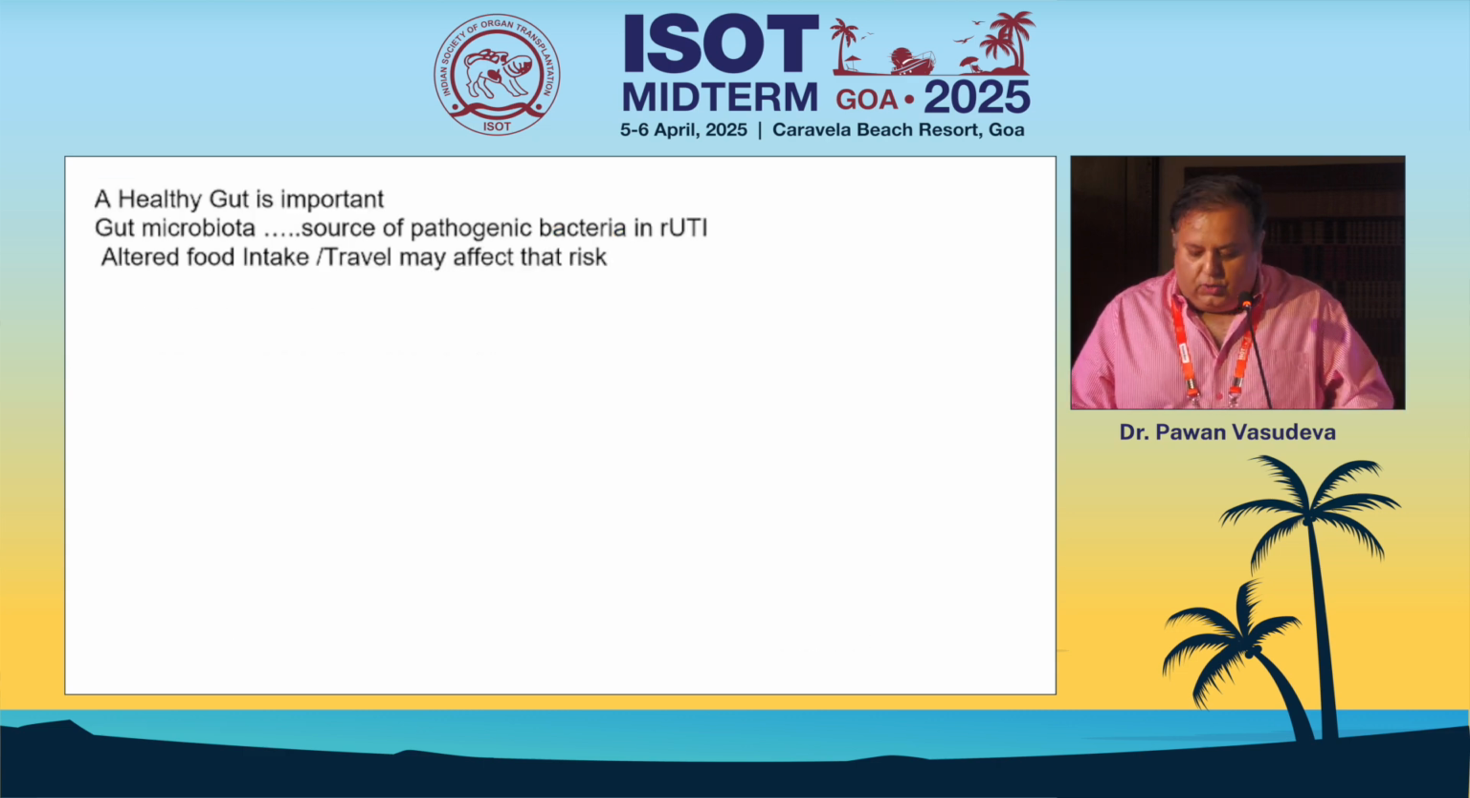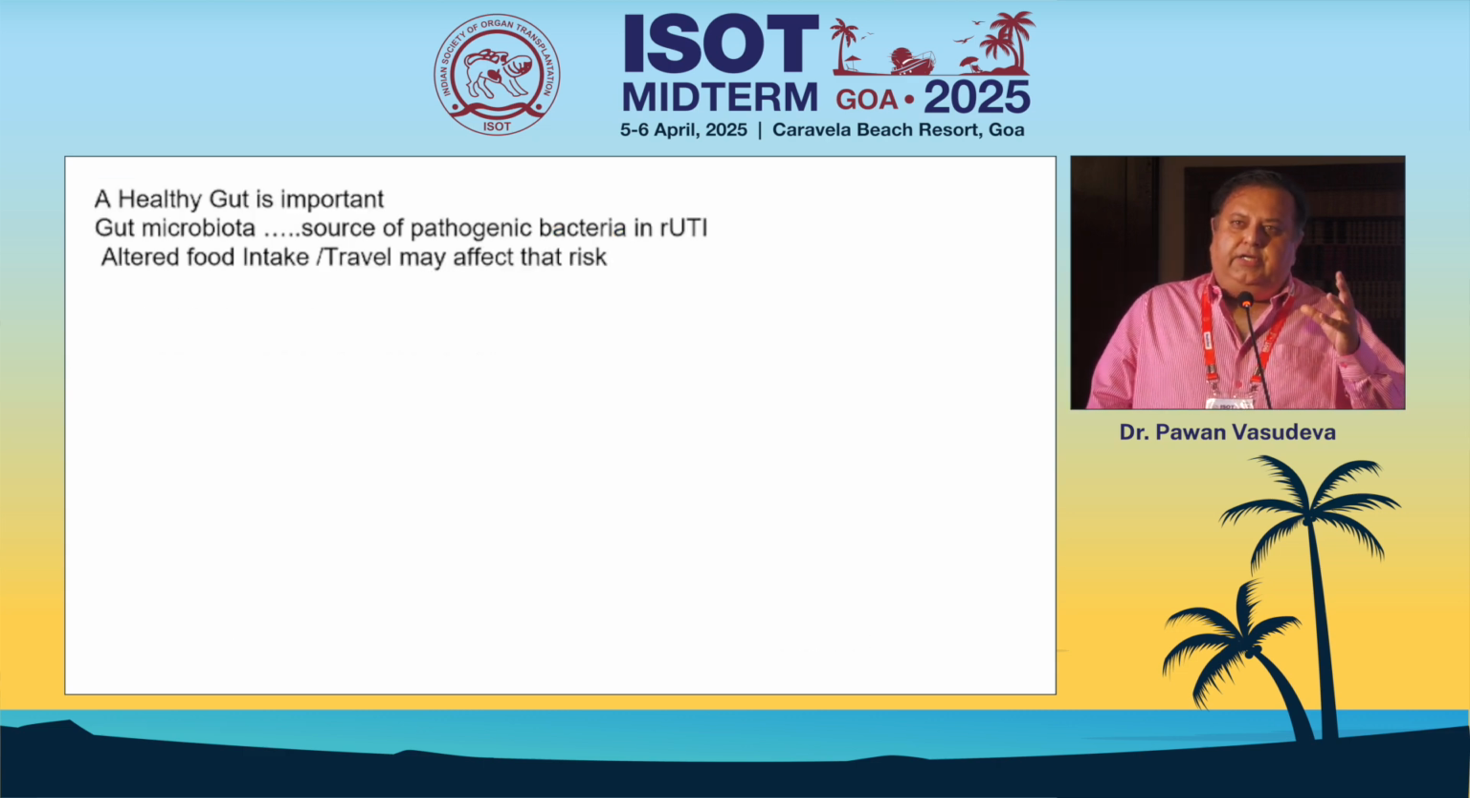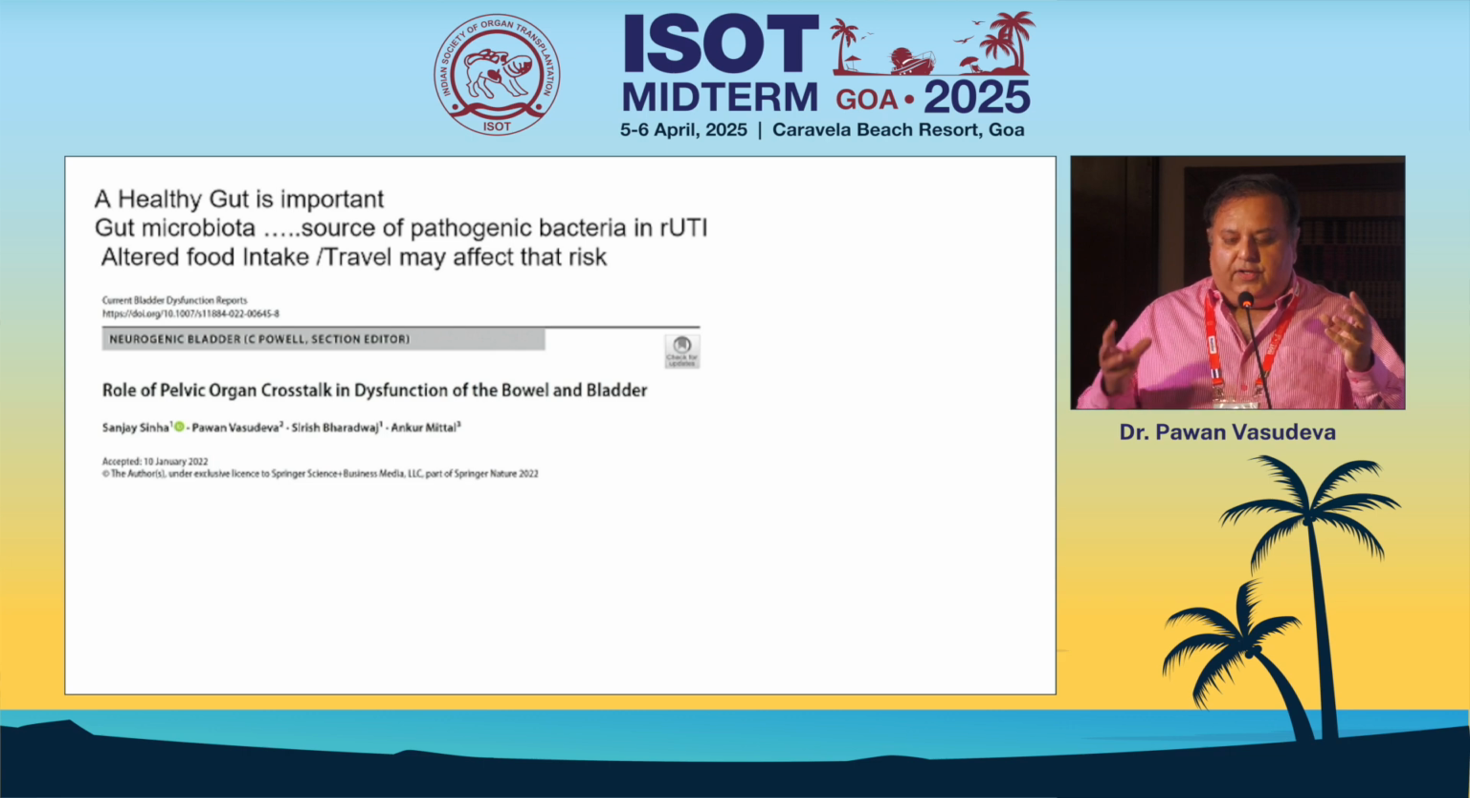A healthy gut is also extremely important. When we are treating children, we are more connected between the bowel and the bladder, but as we age, we forget that the gut microbiota is also a source of pathogenic bacteria in recurrent UTI. And you get these patients who say we were traveling and suddenly I had an infection, and that could possibly be because of the crosstalk between the bowel and the bladder, which we had published about 2 years back. So a healthy gut again is important.